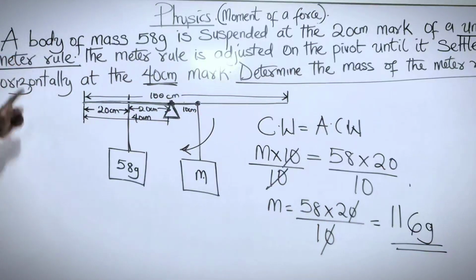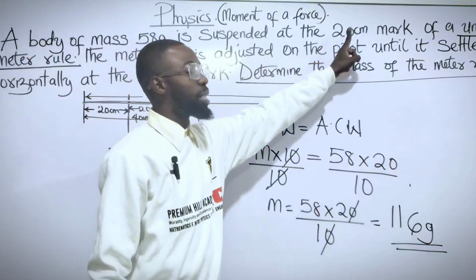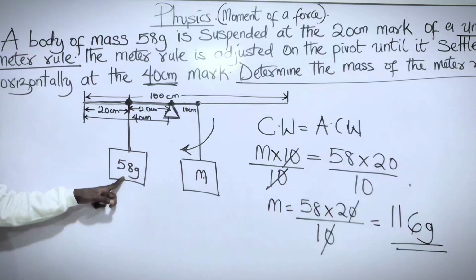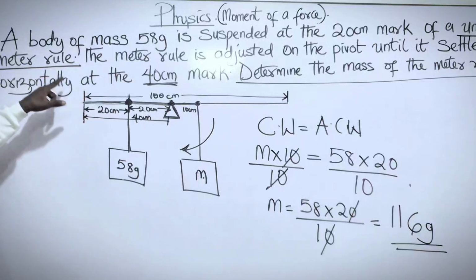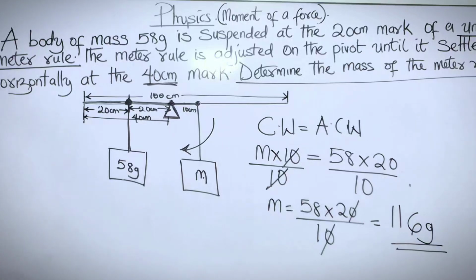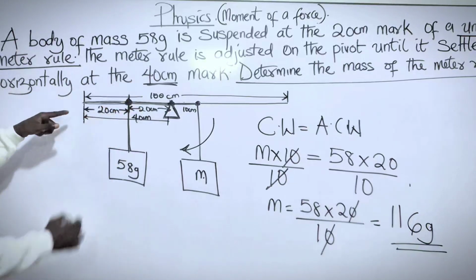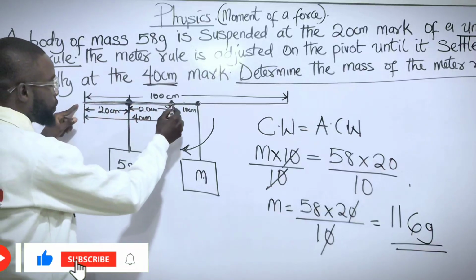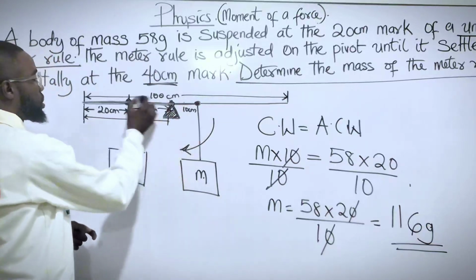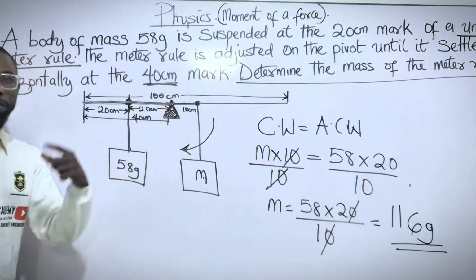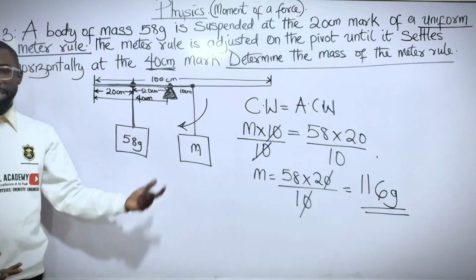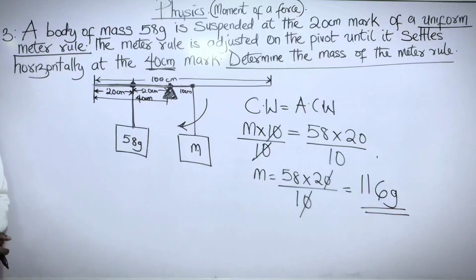So what do we do? The question says a body of mass 58 grams is suspended at the 20 cm mark. So we drew from here to here, assume 20 cm, is suspended here. And it says of a uniform meter rule. Since it's a uniform meter rule, it means the meter rule is 100 cm. We've talked about that in the previous video. And we said the meter rule is adjusted on the pivot until it settles horizontally at 40. This becomes our pivot, which settles at 40. We have to determine the mass of the meter rule, which acts at 50. So from here to here is 40, from here to here will be 50, and we get our 10. Then we perform the operation on that: the force times the distance, and the force times the distance. Say the mass times the distance, since we're not looking for force. On doing that, we get our mass as 116 grams.